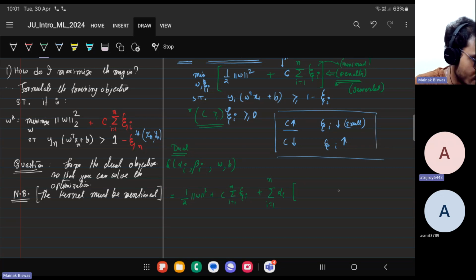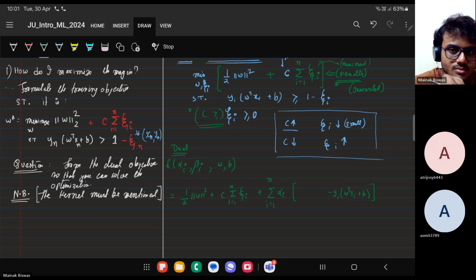So this you're saying will be alpha i's. So what will be the constraint? Minus yi into bracket w transpose xi plus b, right? Yes. And plus one minus xi.